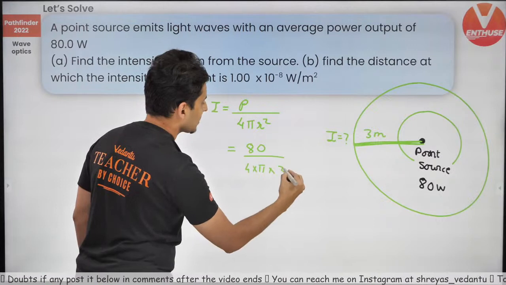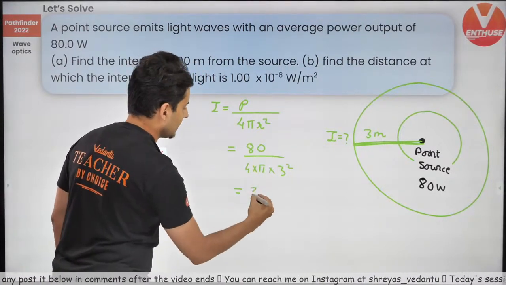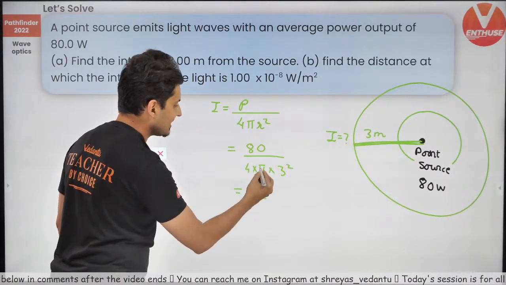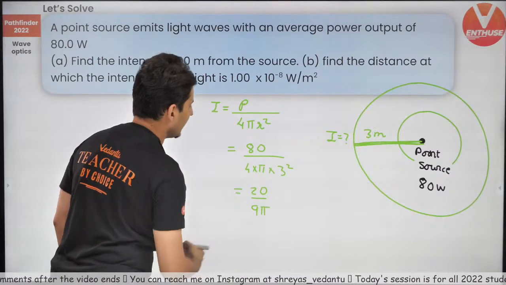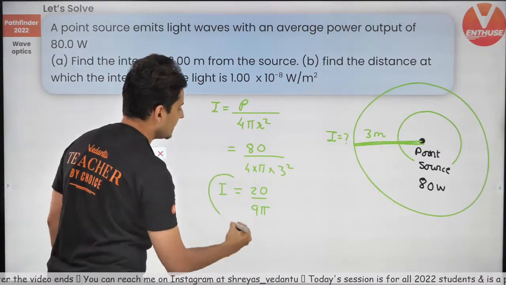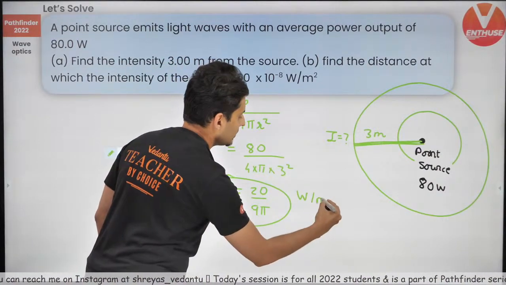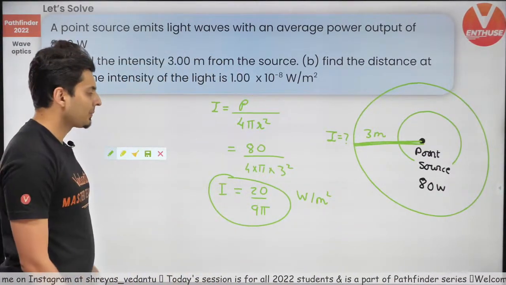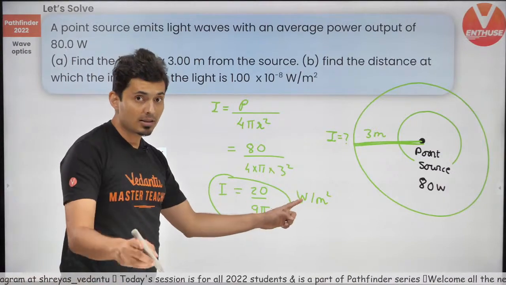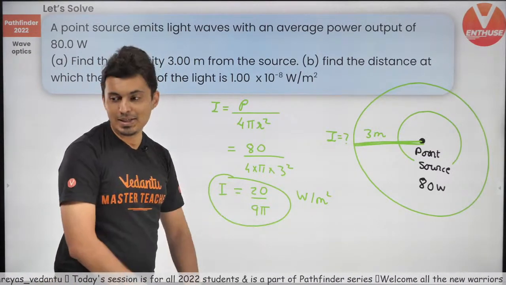R is 3, so 3 square. 80 by 4 is 20, 3 square is 9, so 20 by 9 pi. So that would be the intensity. So that's the first answer. The answer will have the units watts per meter square. Energy per unit time, that's watts. Per unit area, that's meter square.